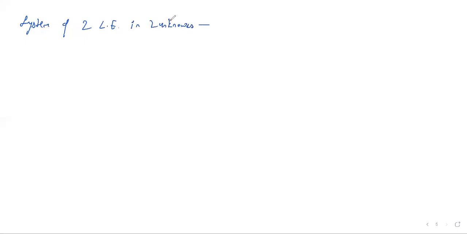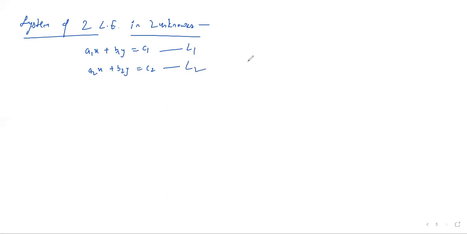Okay, two unknowns. Let's consider two linear equations which have two unknowns, like a1x plus b1y equals c1, and a2x plus b2y equals c2, where x and y are my unknowns, and these are the two linear equations. Let's consider this is L1 and this is L2. Now, what are the cases that we form?